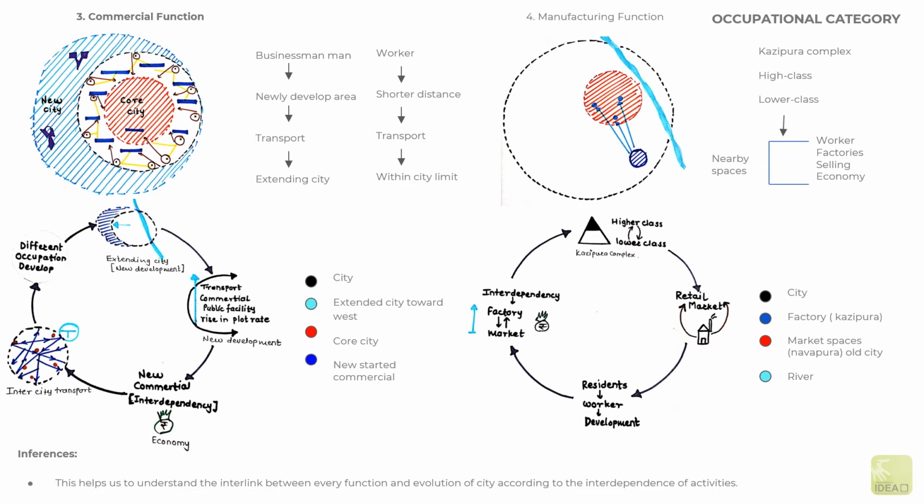Commercial and manufacturing aspects are the main influencing categories for economic development. The old core and the new development of the city showcase different functions. This cycle portrays how intercity linkages are formed due to commerce. Initially, manufacturing and selling of products both took place in the old core market. This is how different areas interlinked to the old core, which impacted the economic development.